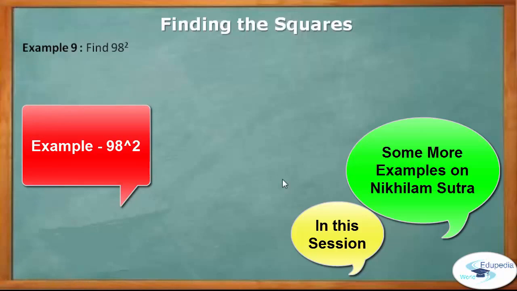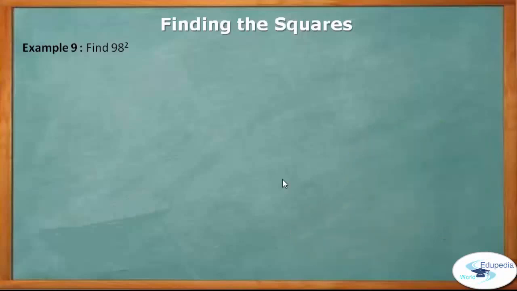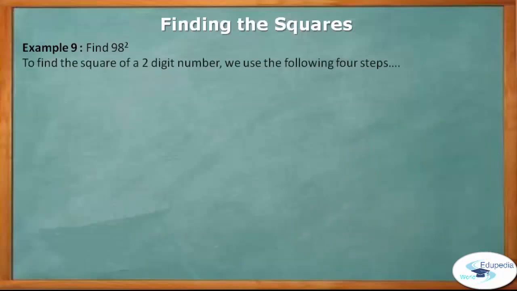So guys, in order to find the square of 98, we usually follow the following 4 steps. The step number 1, what we have to do here is we have to find the nearest base to the given number, that is 98, and the nearest base to the number 98 is 100.